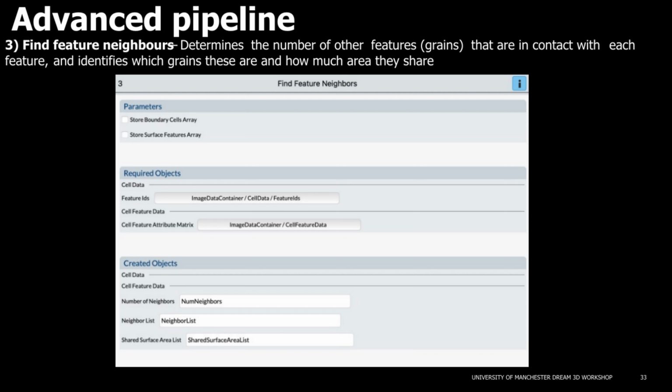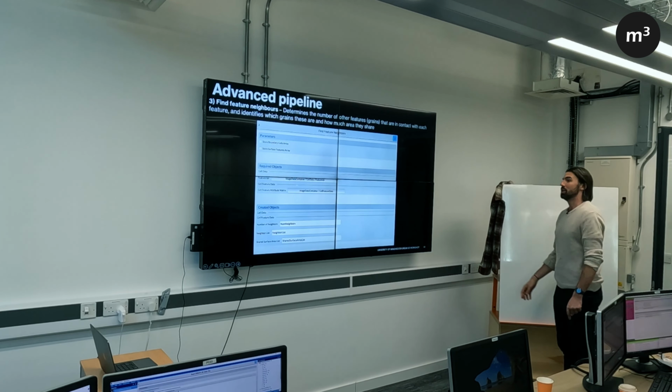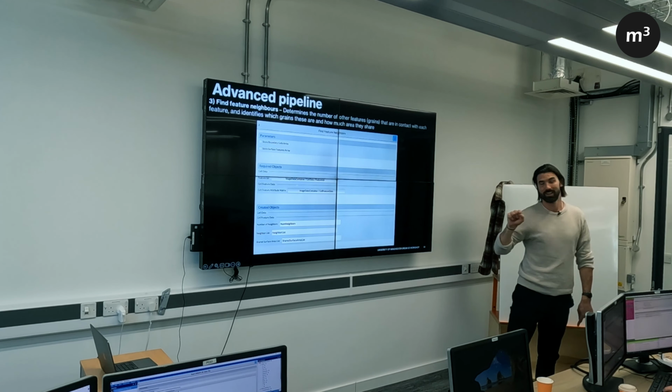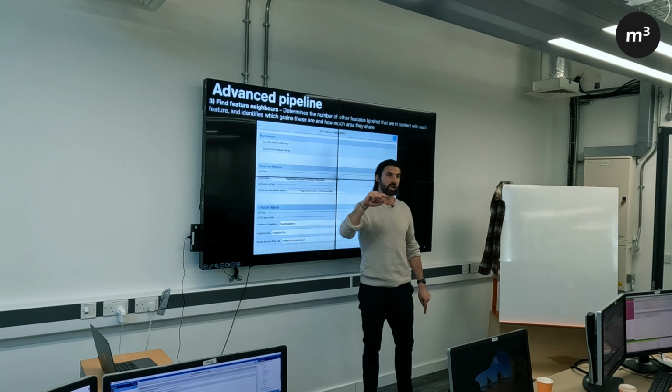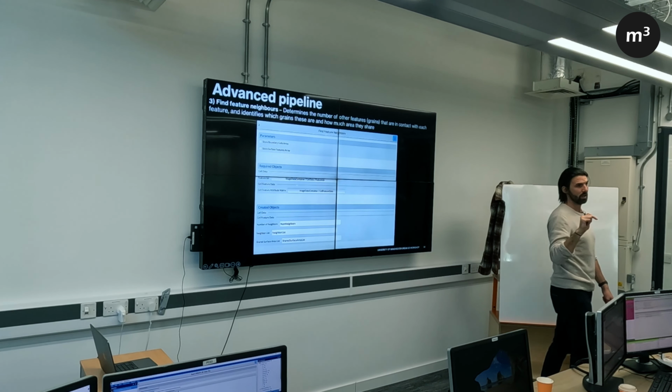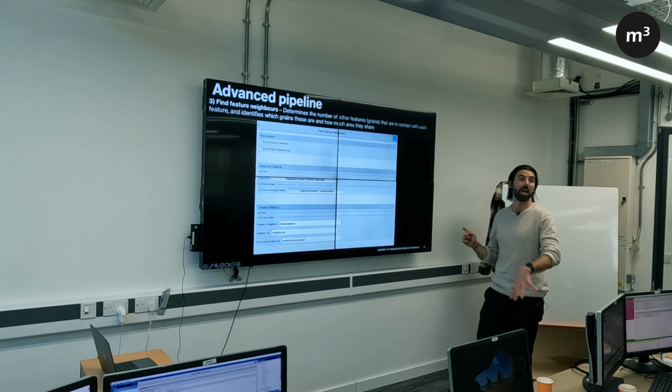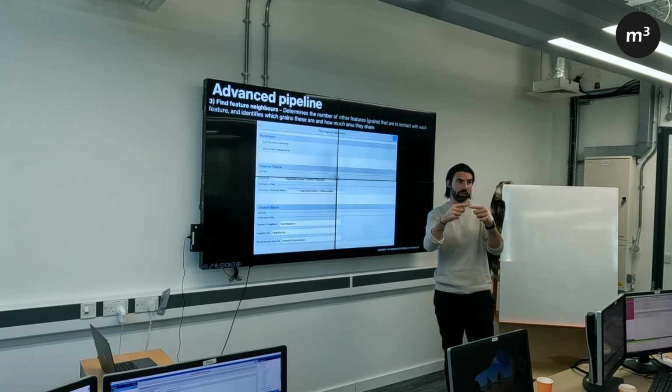Find feature neighbours. This is a pretty cool one. So this determines the number of grains each feature is in contact with, and we'll actually write the feature IDs of those grains as well. So this is really important. So you will get a number of neighbours list, which will tell you for each feature how many neighbours it has, and then the neighbour list will tell you in order what those neighbours are in terms of the feature ID. So now you'll know not only how many neighbours each grain has, but also what the feature IDs of those neighbours are. So then you can go back and say, right, is that grain next to that grain? If it is, then you can start to calculate misorientation across that boundary.